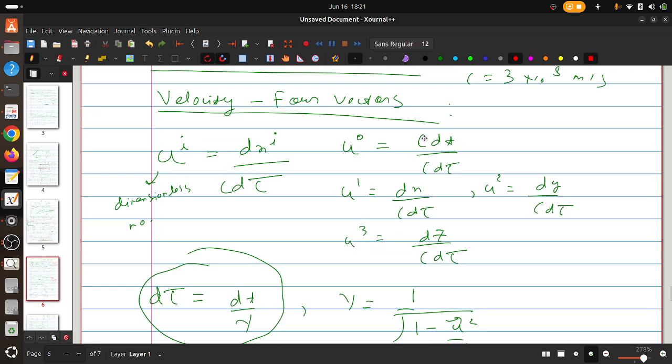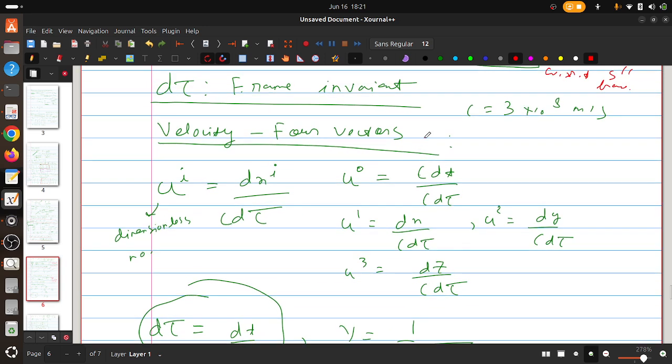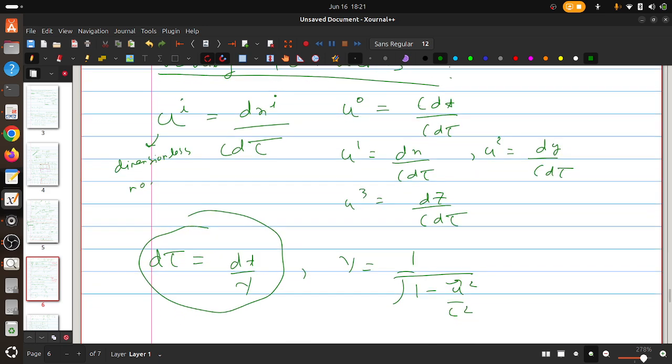So now the next thing is we can use this invariant quantity d tau to define our four vectors. How do we define four vectors? It is very simple: u^i is equal to dx^i upon c d tau. This is a dimensionless number because the numerator has distance units and the denominator has distance units, so it cancels out. So u0 will be c dt by c d tau, u1 is dx upon c d tau, u2 is dy by c d tau, u3 is dz by c d tau. From this definition I'm writing.